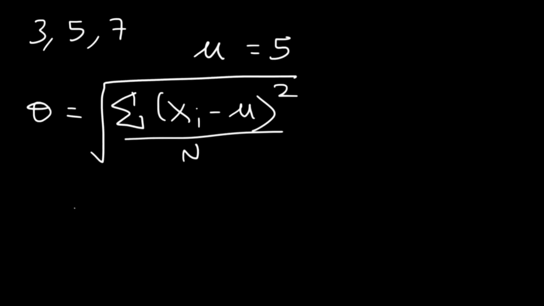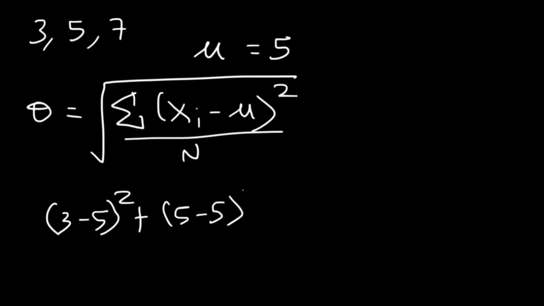So here's how to use the equation. First, we're going to use the first point, 3, and subtract the mean from it and then square it. Next, we're going to take the second point, 5, subtract the mean from it and square it. And then it's going to be 7 minus 5 squared.